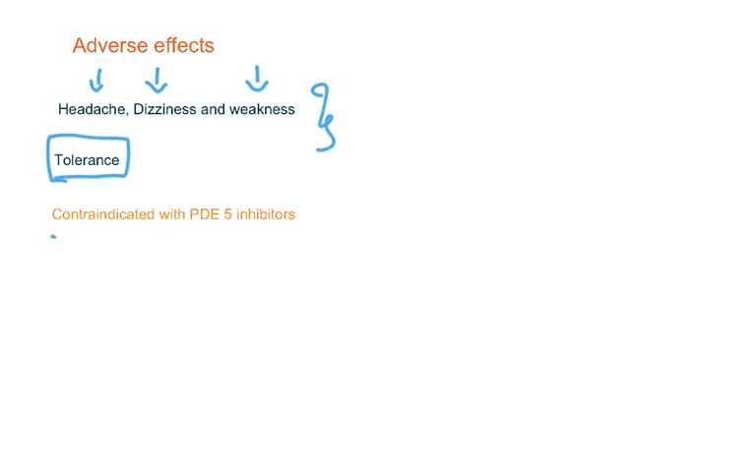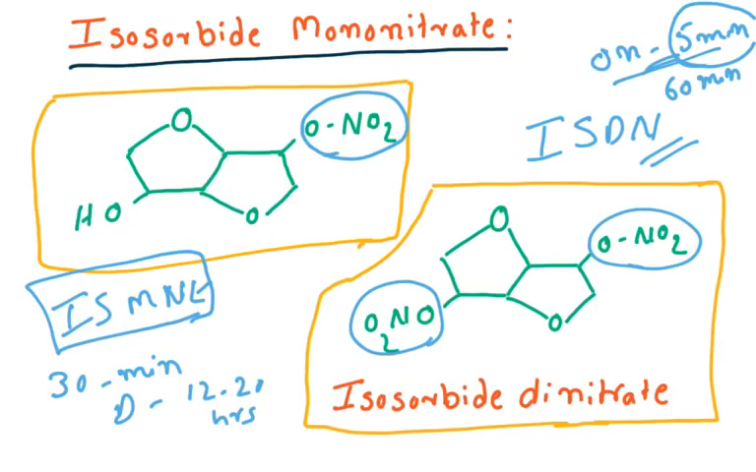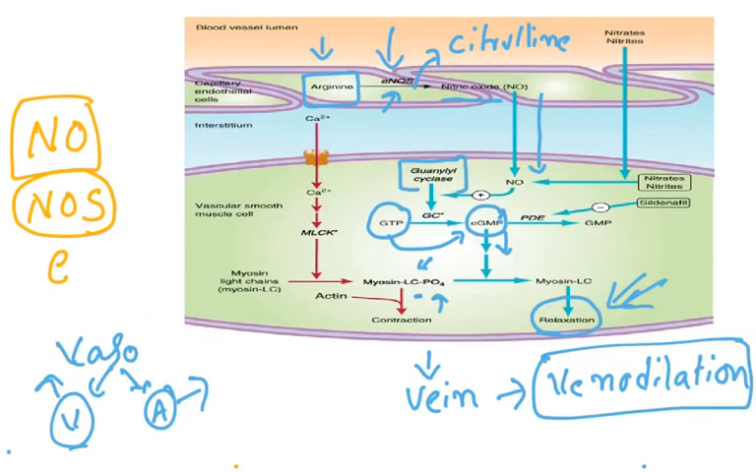Now, the other problem is that organic nitrovasodilators are contraindicated with phosphodiesterase 5 inhibitors. You need to understand the reason for this. Look at this diagram. You can see cyclic GMP is metabolized by the phosphodiesterase enzyme. This enzyme converts cyclic GMP to GMP. What is the effect of cyclic GMP? To cause relaxation.